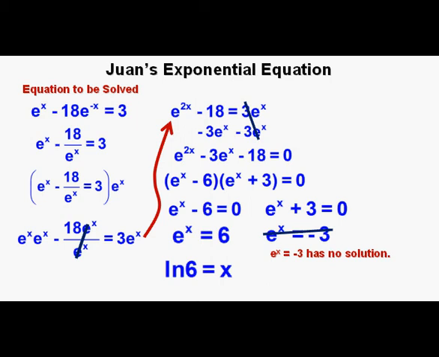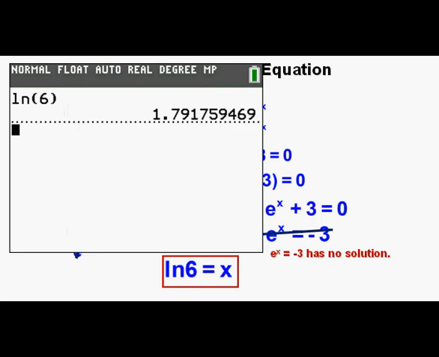And that's our answer. X equals the natural log of 6, which we box in as our correct answer. And just for fun, we can enter the natural log of 6 in the calculator, and we get about 1.792, which had to have been one of the decimalized answer choices in Juan's problem.